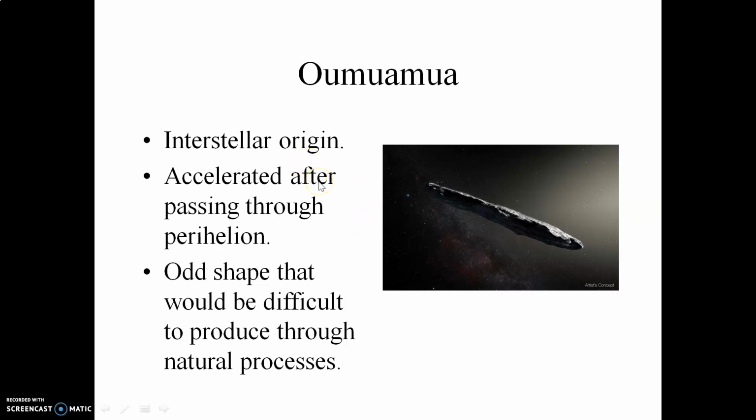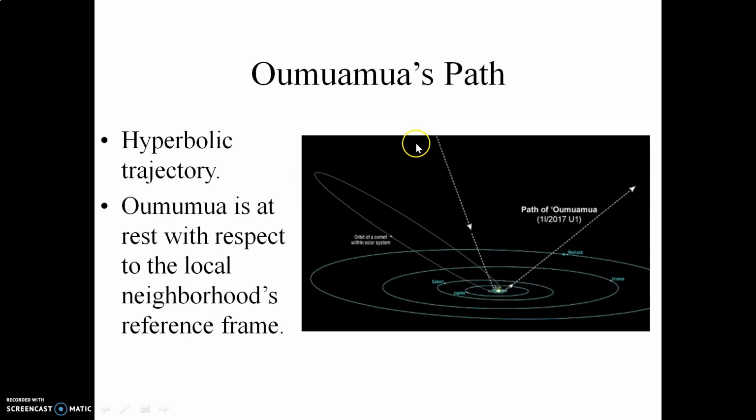Basically, as it passed through the solar system, it did so on a hyperbolic trajectory, which means that it came in from interstellar space, whipped around the sun, and then is on its way back to interstellar space. The speed of this object is greater than the escape velocity necessary for the entire solar system. So it basically came in from interstellar space, whipped around the sun, and then is starting to move out.